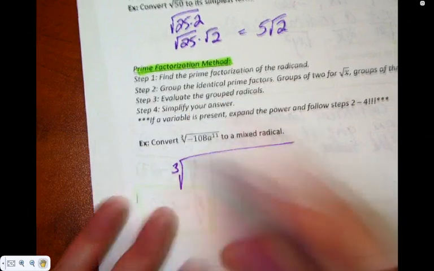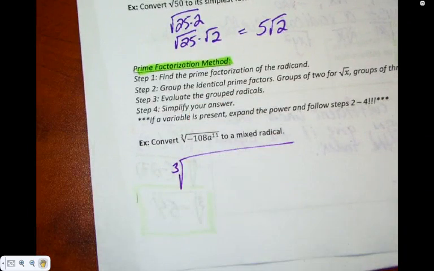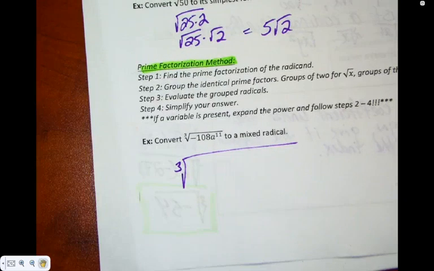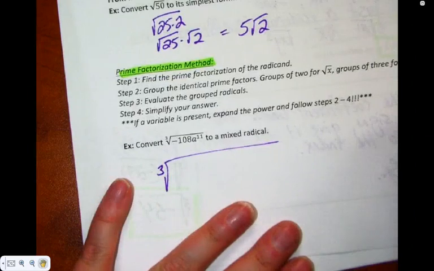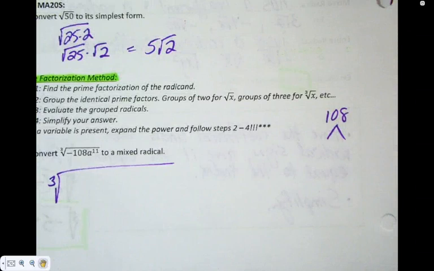What I'm going to do first is I'm going to break up 108. And I'm looking for perfect cube numbers this time, not perfect squares, because this is a 3. So I do prime factorization, which is not the method here. So I'm going to show you that. Don't worry about it. I'll show you another method in a second. What I do off to the side is I break up 108 into its prime factors. And prime factors are numbers that can only be divided by 1 and itself.